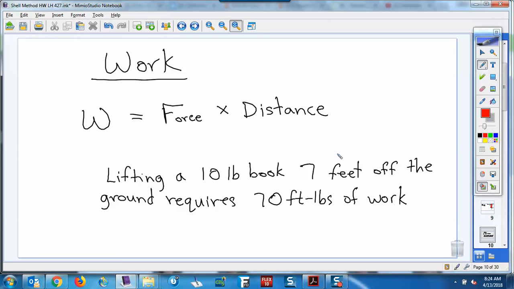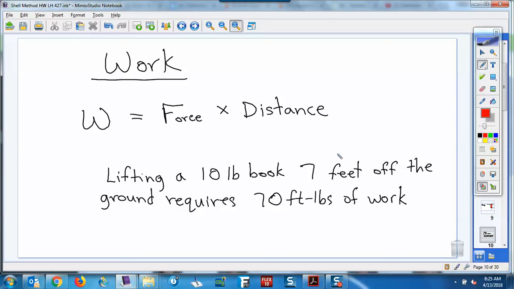Now, our book, the math books are usually in English units, so you're going to see a lot of these be foot pounds, right? Foot pounds will be the units, okay? Distance measured in feet and the force measured in pounds, okay? So work is a force applied through a distance.